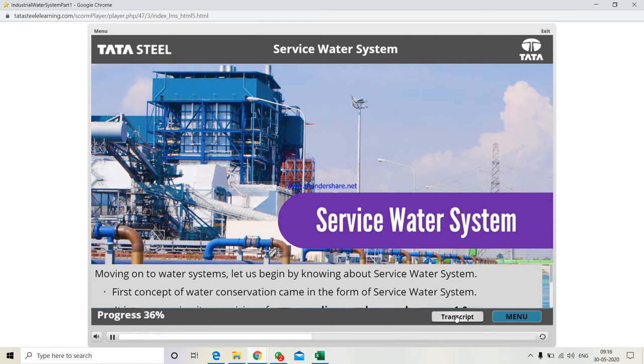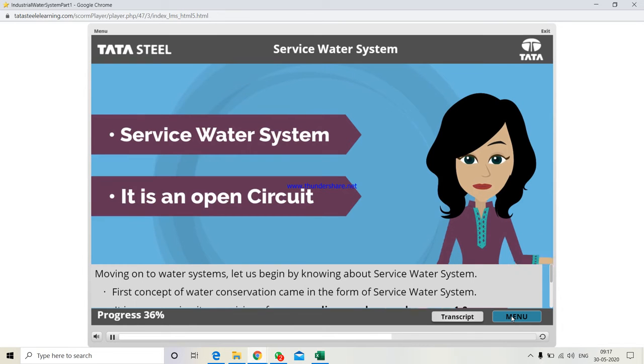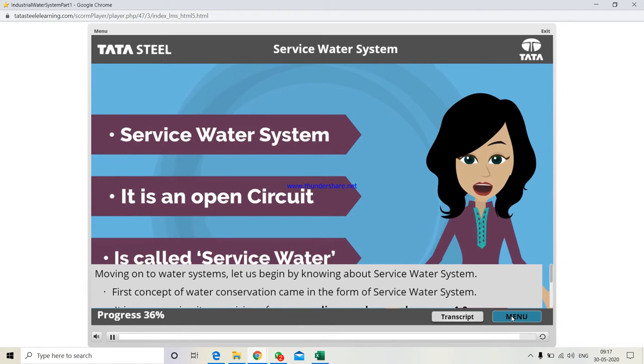Service water system. Moving on to water systems, let us begin by knowing about service water system. First concept of water conservation came in the form of service water system. It is an open circuit comprising of upper cooling pond, pump house number 1 and pump house number 2, blast furnace, steel melting shop, mills and power plant cooling systems, lower cooling pond and dam pump house. Water from this circuit is called service water.